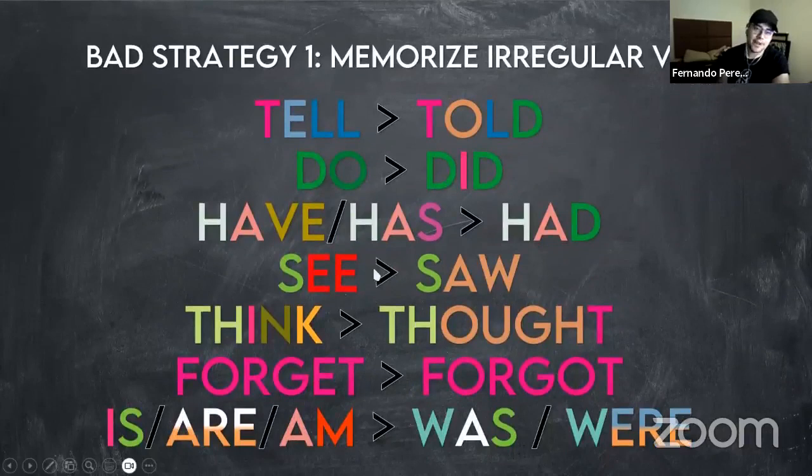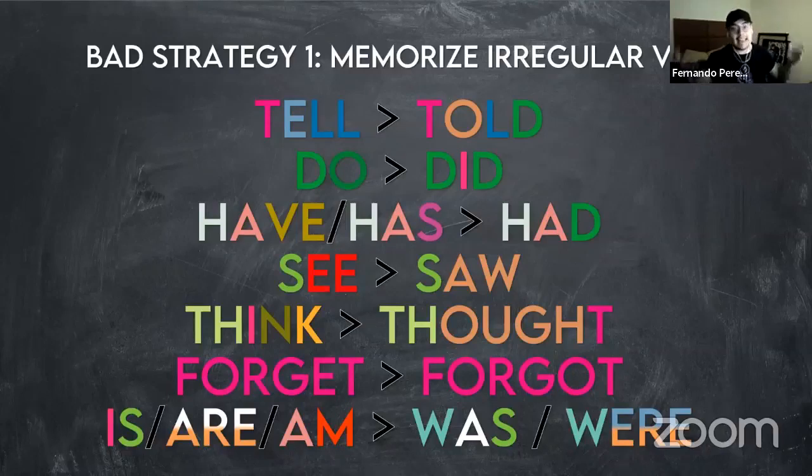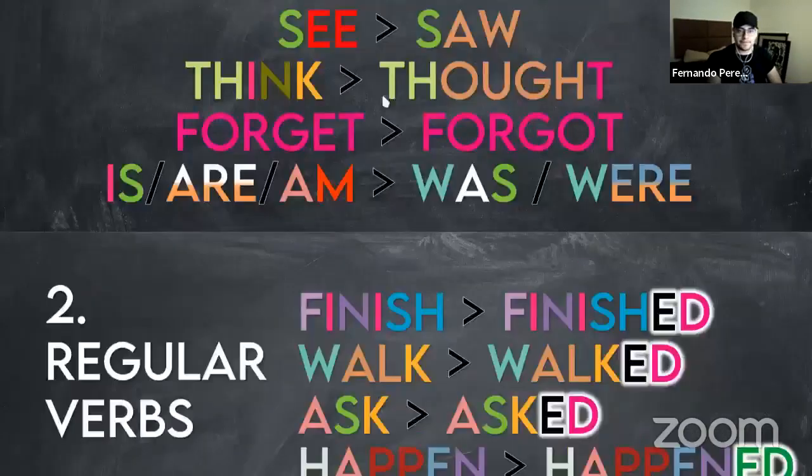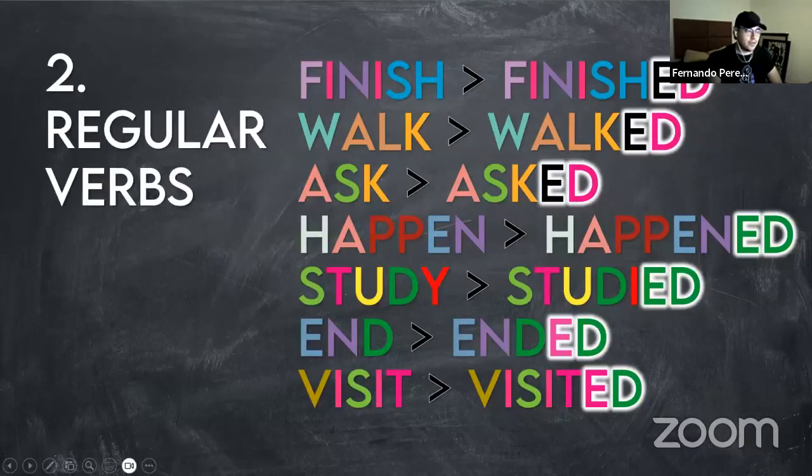When we are learning verbs, it's a bad strategy to memorize all the irregular verbs. You know, because we have very different positions. We can make a combination. We can say tell it, for example, or forget it. There are different strategies that I'm going to teach you to memorize verbs in English. And we are going to start with regular verbs.